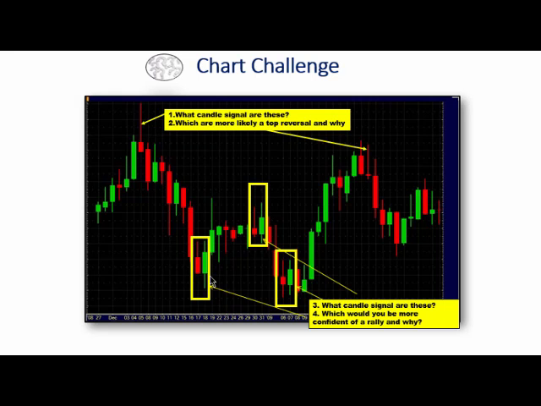Now, getting back to here, which of these two would you be more confident of a rally? And it's kind of the flip side of what we talked about here with the shooting star, the gravestone doji confirming resistance. Based on what we have here, is this bullish engulfing pattern confirming support? No. Is this bullish engulfing pattern confirming support? Yes, right around here. And look what happened.